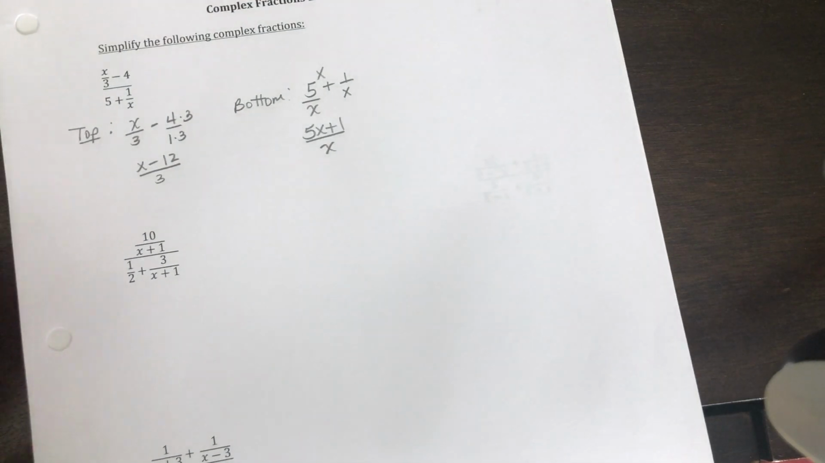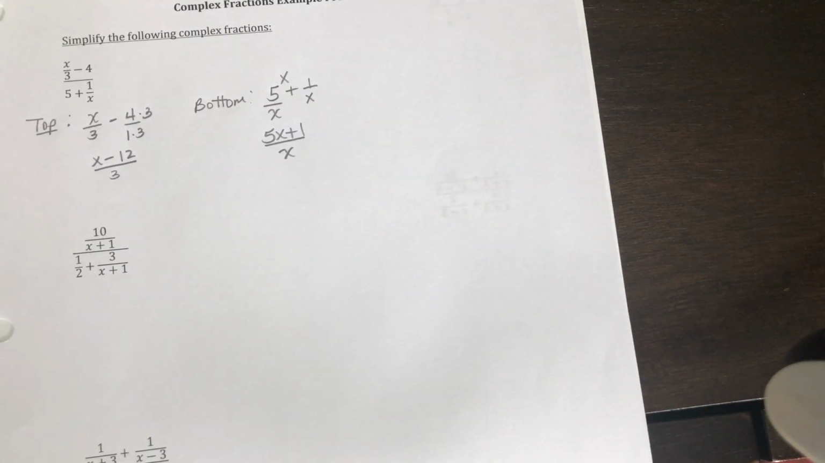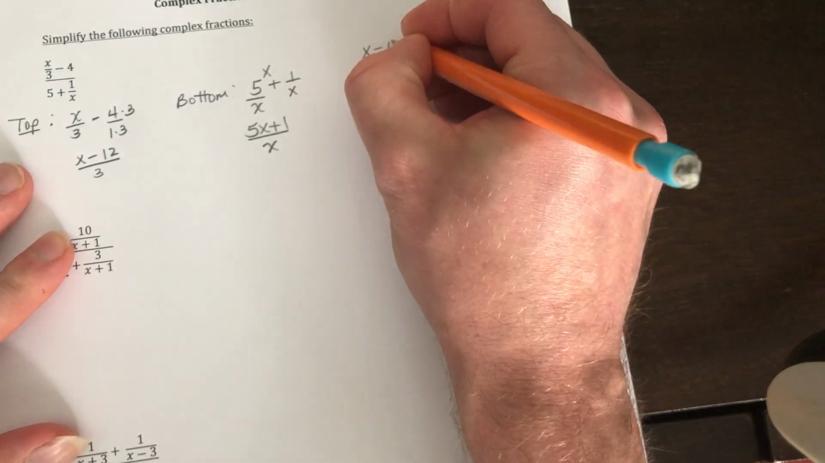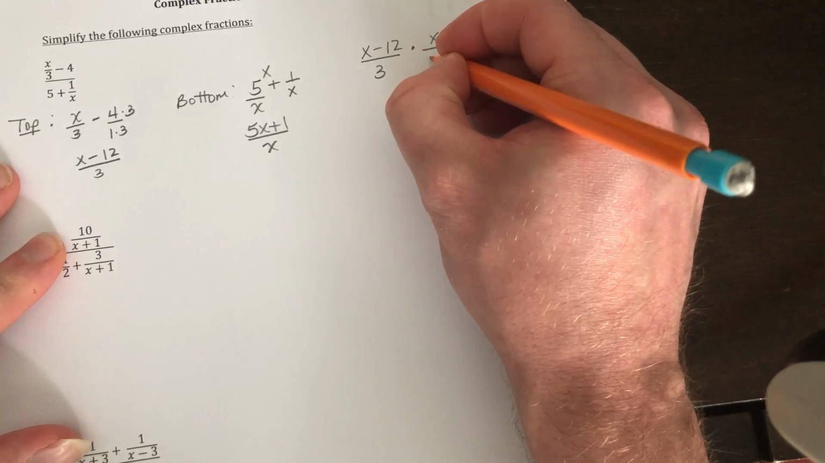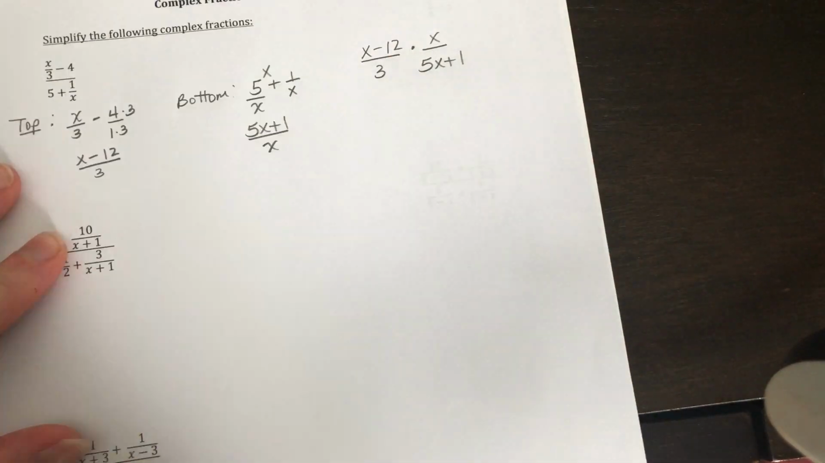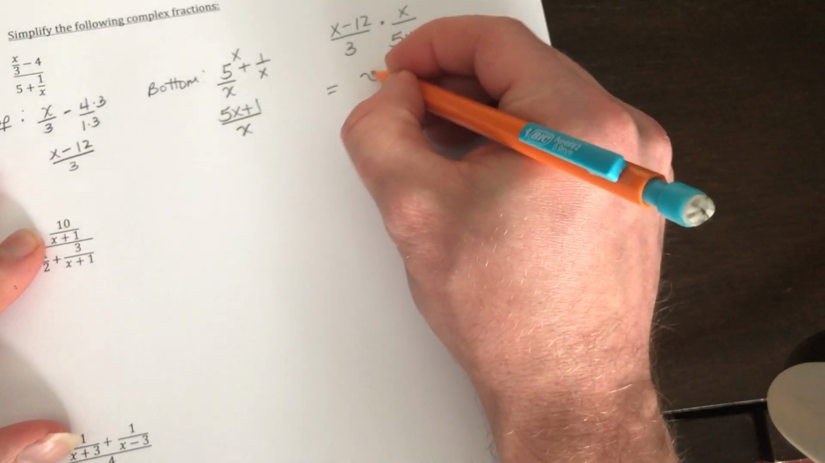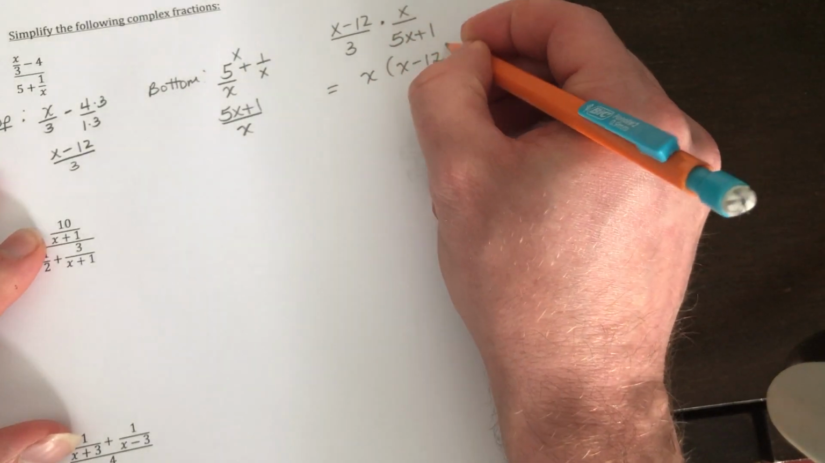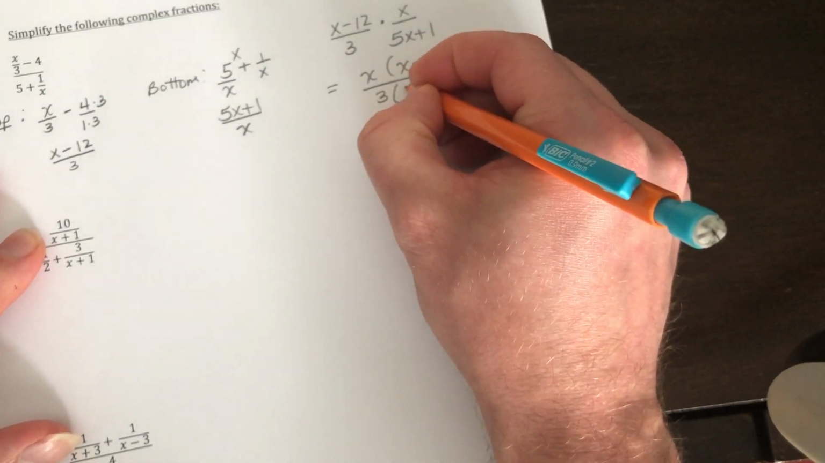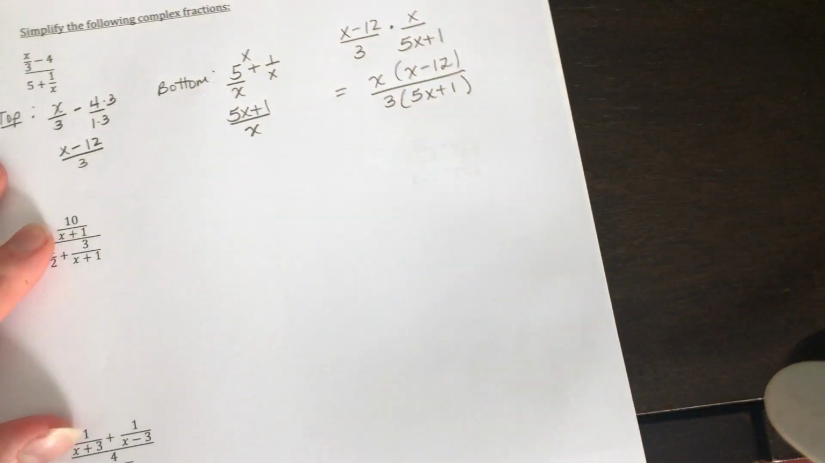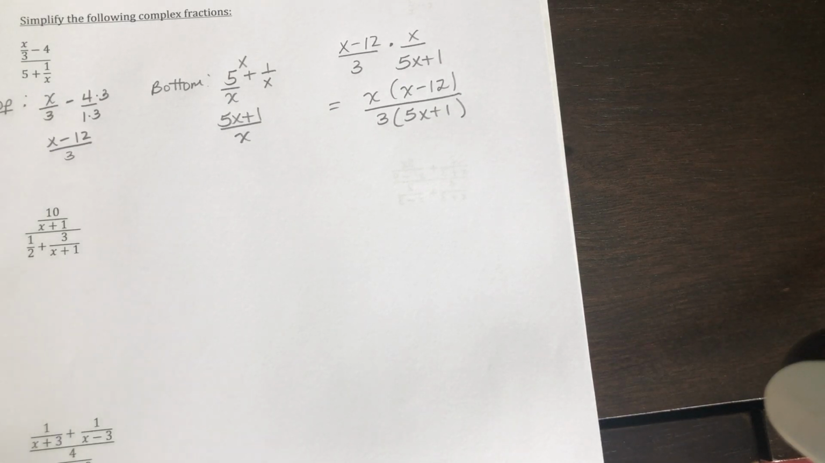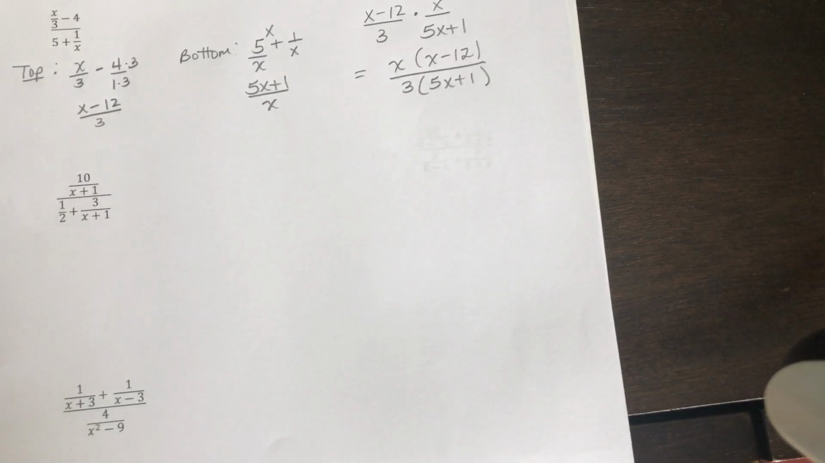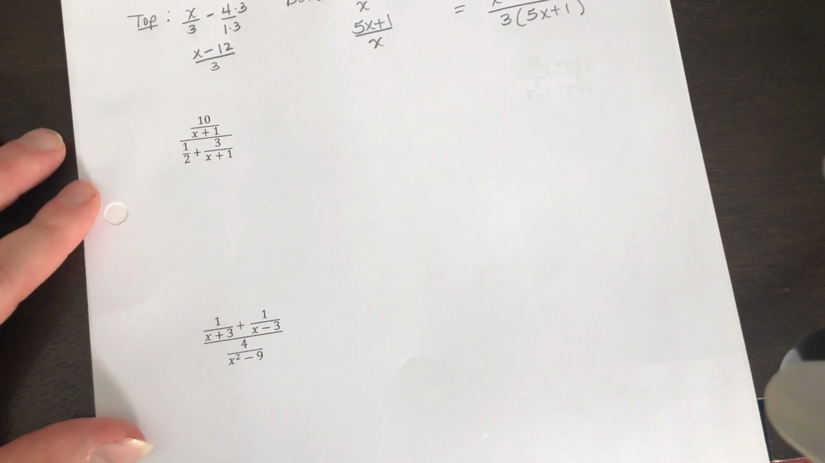Now when we have a complex fraction, we're going to keep the top fraction and multiply by the reciprocal of the bottom. So x minus 12 over 3 times x over 5x plus 1. And if we want to write it a little bit neater, we'll write it like this. And I'm okay with you leaving it like that. If you need to FOIL stuff out, then FOIL stuff out. There's no need to do anything else for me.